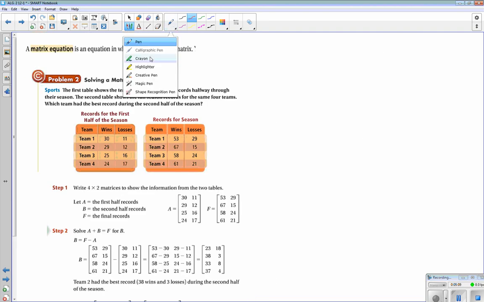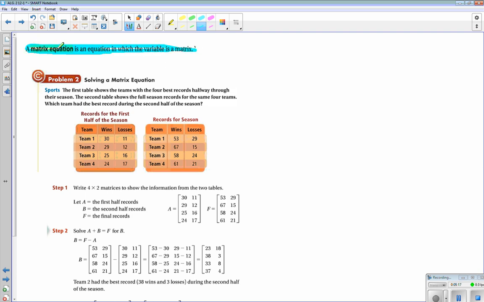All right, so the next item we're going to look at is a matrix equation, and that's an equation in which the variable is a matrix. Awesome. So let's look at our example and see how we can apply that to our got it problem.